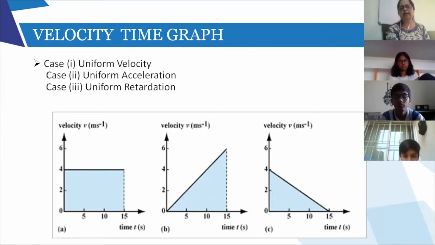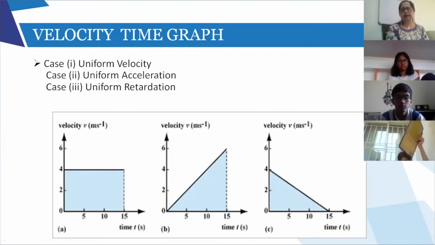So he has started applying the brake from here. The speed was 4 meters per second. Then slowly the speed started coming down, to 2 meters, and then it became 0. So this is uniform retardation. Again, velocity is decreasing.